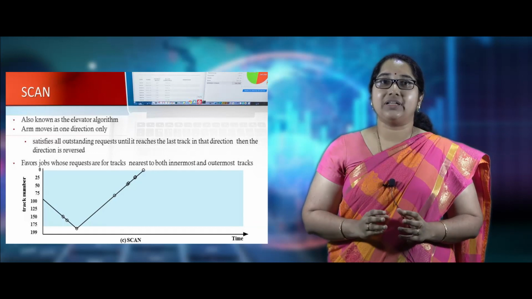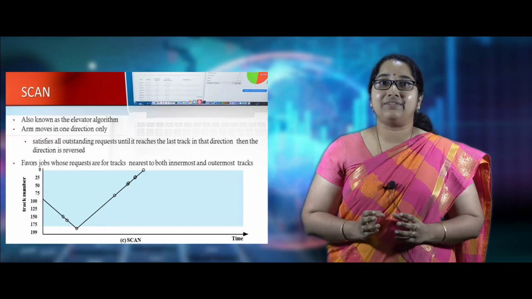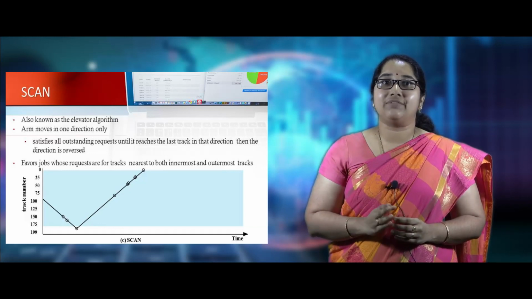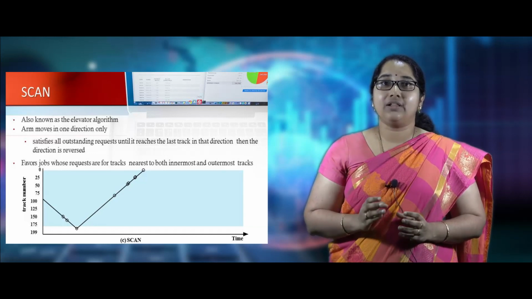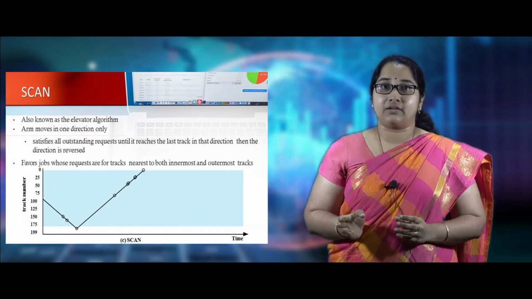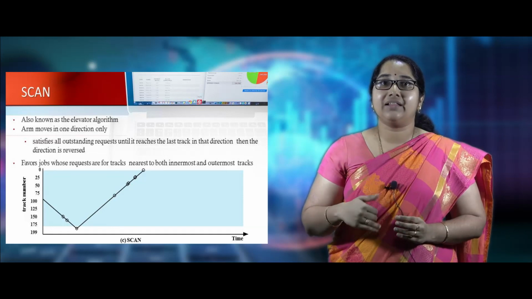Now let us discuss about the last algorithm, which is SCAN algorithm. It is also known as the elevator algorithm. In this case, the arm of the disk will be moving only in one direction at a time. So as a result, it will be servicing all the requests which are present in that particular track till the end of the track. Once the end of the track is reached, then the arm will come back in the reverse direction.